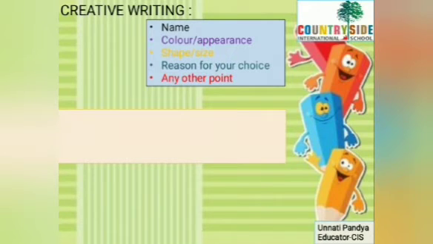The first point is the name. What name would you like to give to your classroom? Then, color or appearance. What should the classroom look like? What would be the color of the walls? What would be the color of the curtains? How many windows will be there? What will be the color of the benches? So many things you can think over.